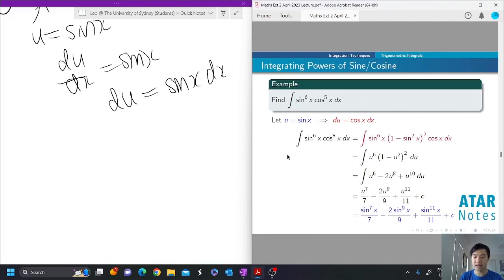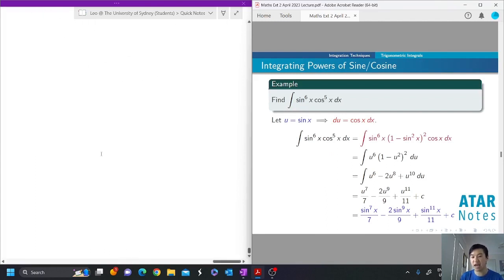So yeah, this is an illustration. And of course, if sine was odd, you would pull out a sine and then let u be equal to cos x instead. So it's a really useful trick for when you have to deal with high powers of sine and cosine multiplied together.